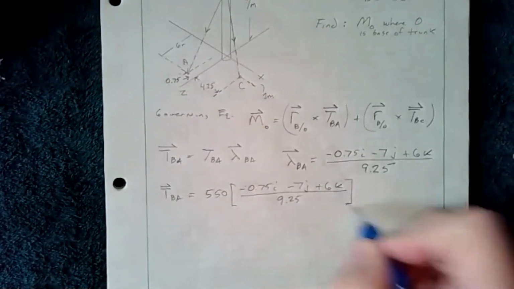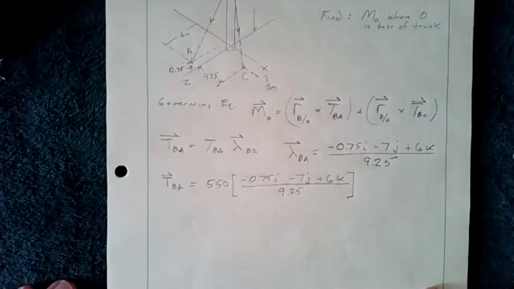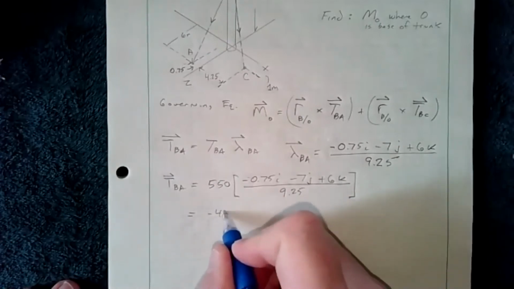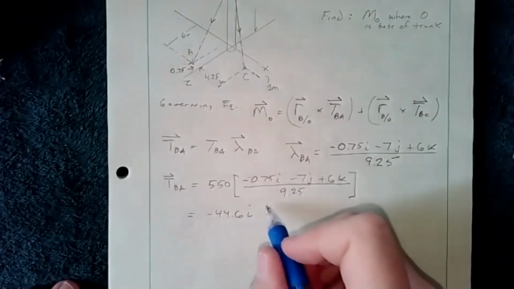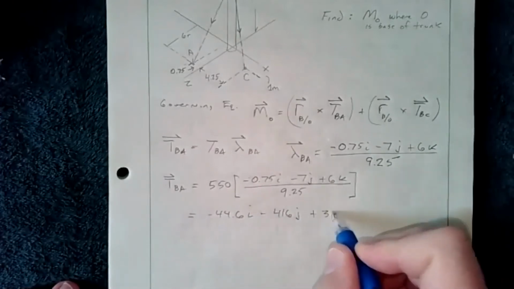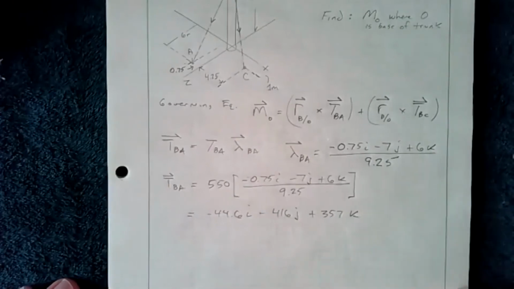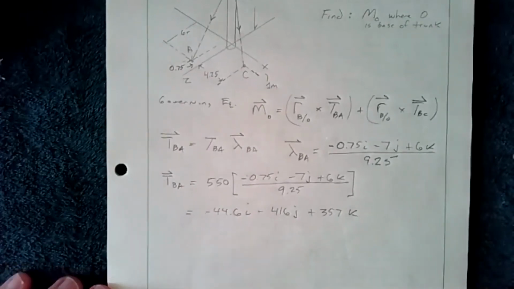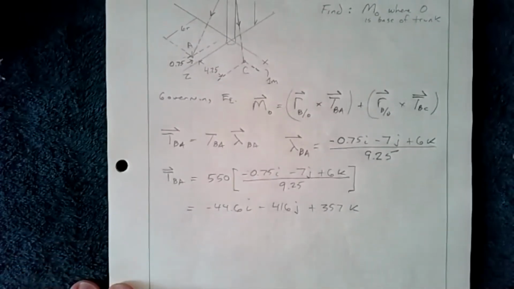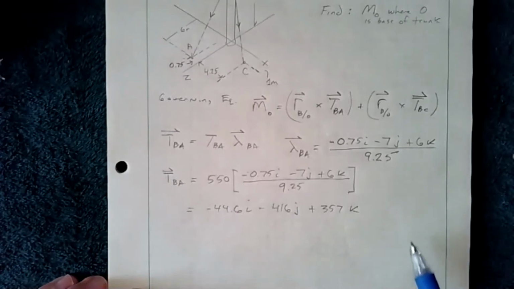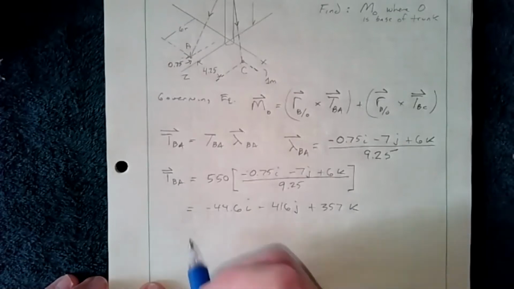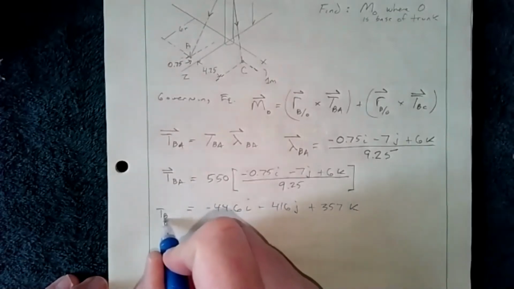All right, so now we have that. If we multiply through, we get a value of negative 44.6 I minus 416J plus 357K. So now we have our tension. We're going to do the same thing with BC. I don't think I need to show you that. I think you could figure that on your own. So I'm going to just show you BC's answer. And so this is tension BA.